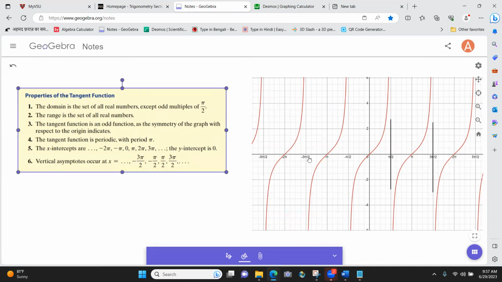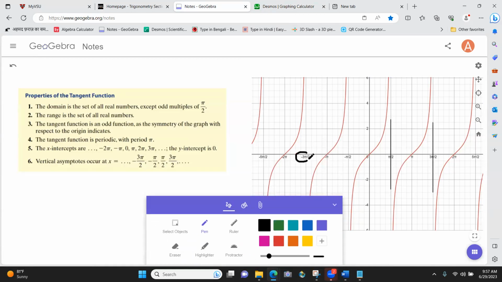On the x-axis, anything is acceptable except for these guys. These are the points where cosine is 0 and the tan function is not defined. And that's all they're trying to say. The domain is the set of all real numbers except odd multiples of pi over 2.